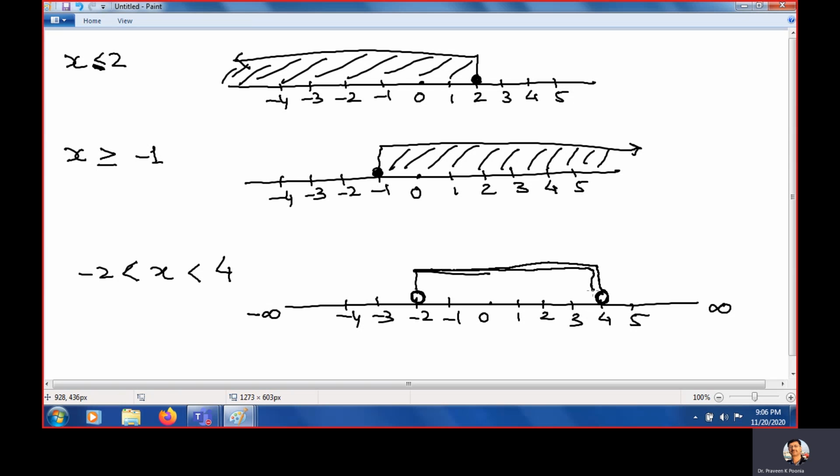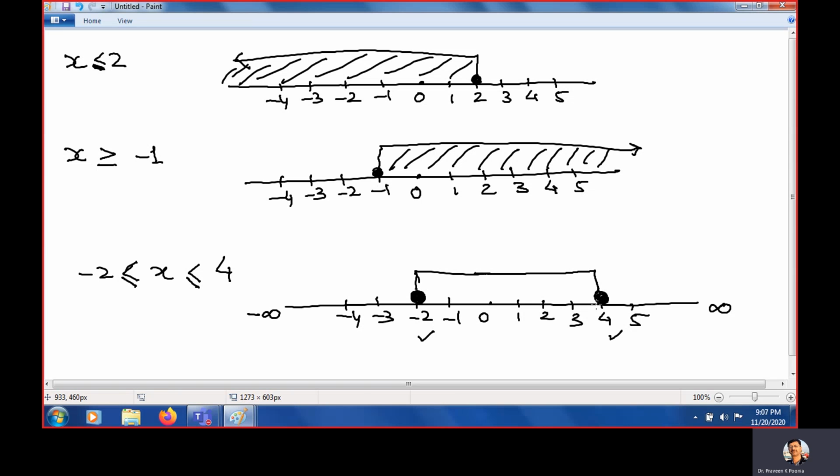So this is the curve for this open dot. So this is an interval. Interval means it is starting at minus 2 and ending at 4. But if I put equal here, then immediately I need to make this circle black. And if I put equal here, this is also black.